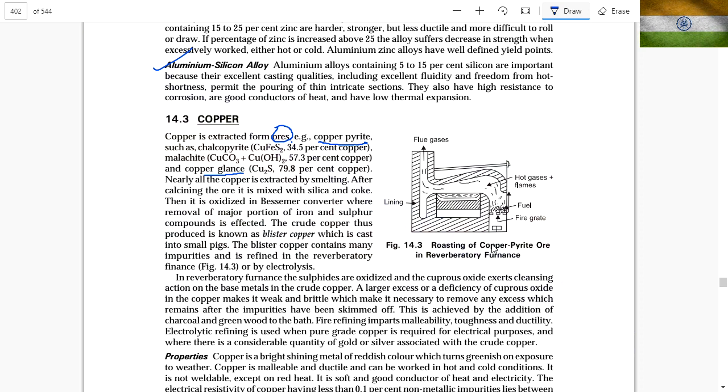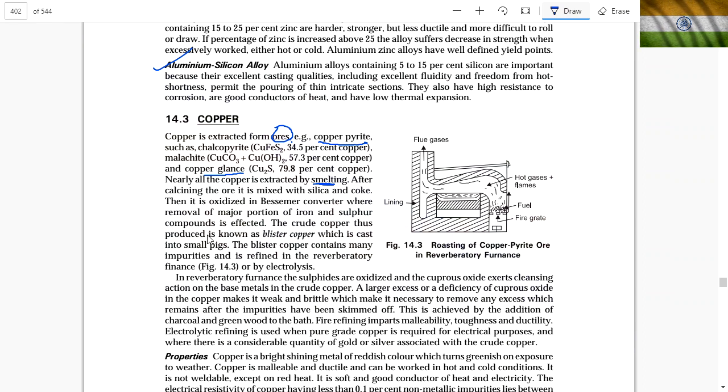And it is done by roasting of copper pyrites ore in the reverberatory furnace. Nearly all the copper is extracted by smelting. This is the common process, that is smelting. After calcining the ore, it is mixed with silica and coke. Calcining means we add the calcium carbonate. Then it is oxidized in the Bessemer converter, where removal of a major portion of iron and sulfur compounds is effected.